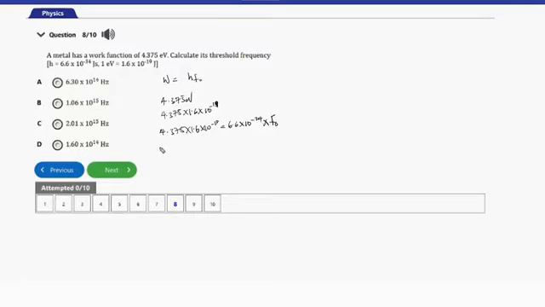So guys, in order for us to find f naught, we'll make it the subject of this equation, and then we're going to have 4.375 times 1.6 times 10 to the power of negative 19 over 6.6 times 10 to the power of negative 34. So that's equal to 1.06 times 10 to the power of 15 hertz. And that's option B here, guys. So let's go ahead and consider the next question.